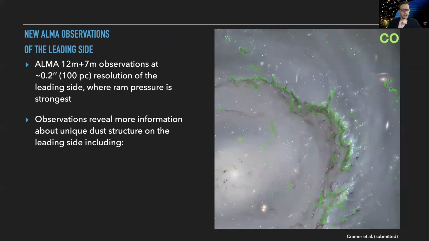But we also got high resolution observations of CO 2-1 with ALMA, with a beam of about 0.2 arc seconds, which corresponds to 100 parsecs resolution on the leading side. We just observed this leading quadrant. It's where you'll see the most active signs of ram pressure, because this is the leading side of the galaxy. You can see that we trace a lot of that structure that I was pointing out before, some of those long filaments of dust with young stars at the heads, and also trace some of the C-shaped concavities.